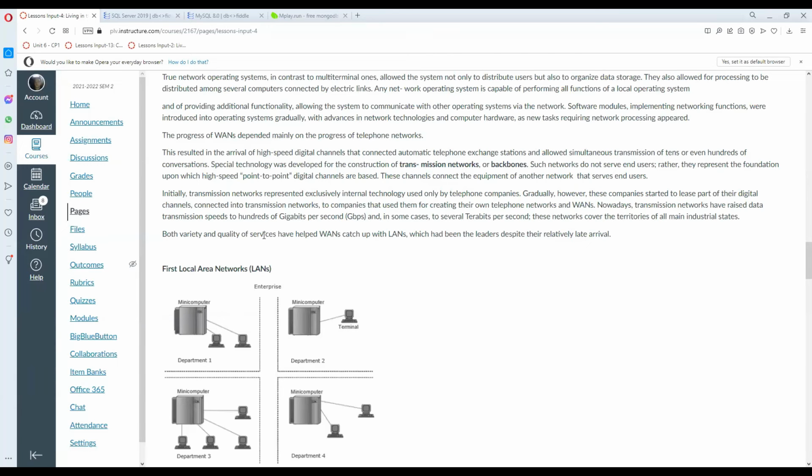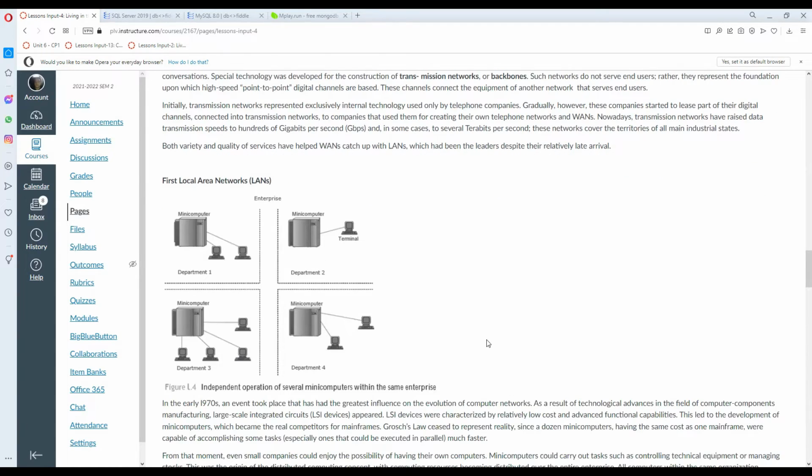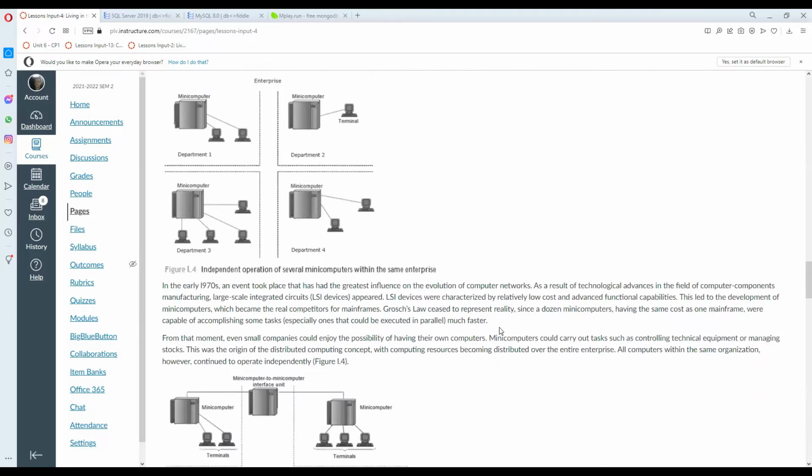Initially, transmission networks represented exclusively internal technology used only by telephone companies. Gradually, however, these companies started to lease parts of their digital channels connected into transmission networks to companies that use them for creating their own telephone networks and WANs. Nowadays, transmission networks have reached data transmission speeds of hundreds of gigabits per second, and in some cases, several terabits per second. These networks cover the territories of all main industrial states. Both variety and quality of services have helped WANs catch up with LANs, which had been the leaders despite their relatively late arrival.